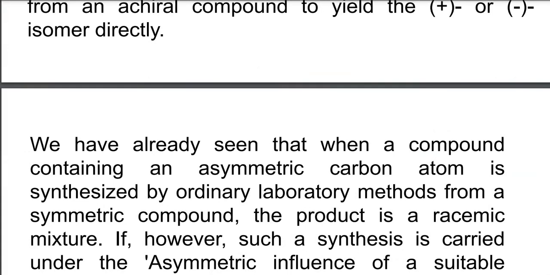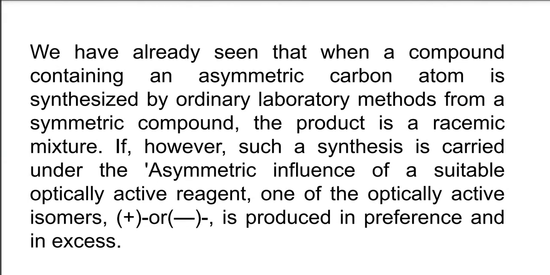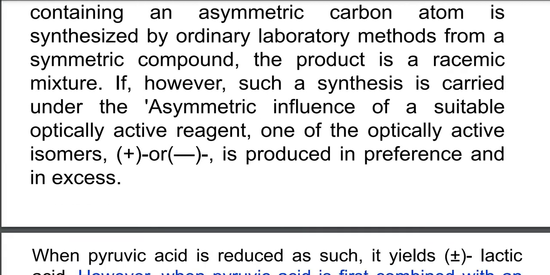So, we have already seen that when a compound containing the asymmetric carbon atom is synthesized by ordinary laboratory methods from a symmetric compound, you also know the product is a racemic mixture. You know the concept of racemic mixture. If such a synthesis is carried out under asymmetric influence of a suitable optically active reagent, one of the optically active isomers is produced in preference and in excess.